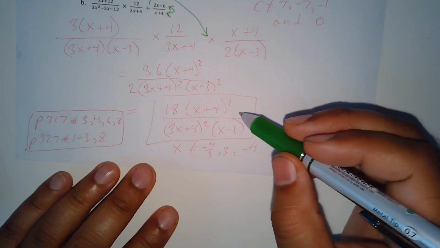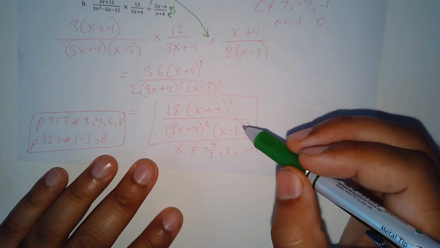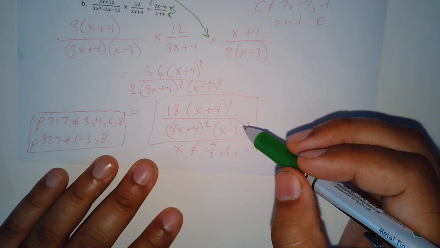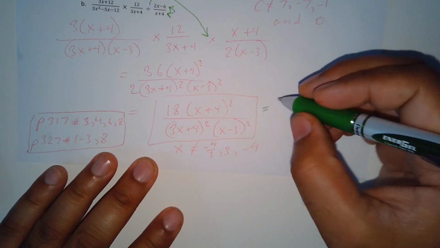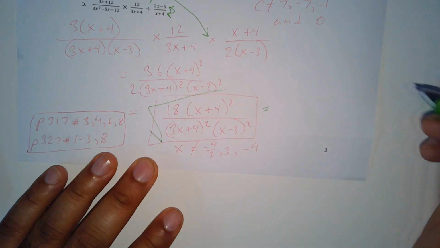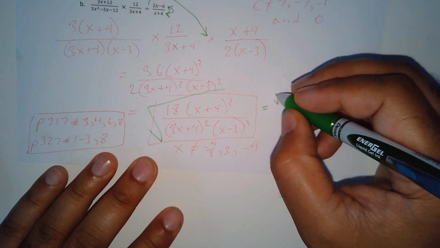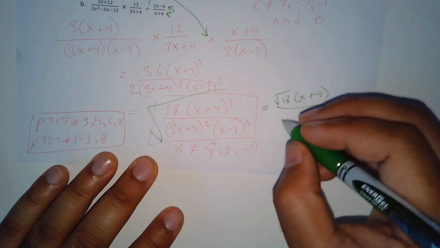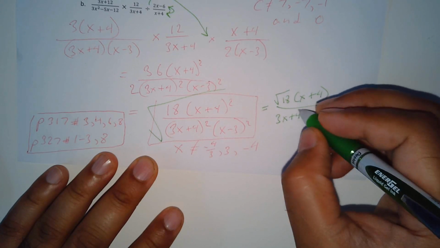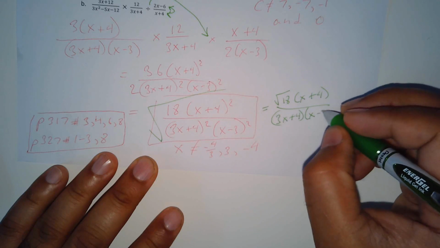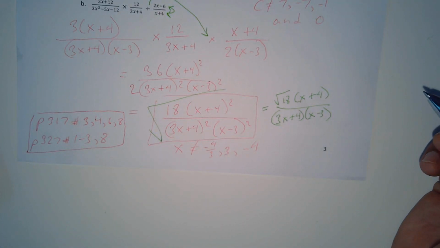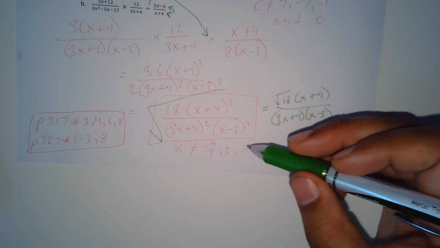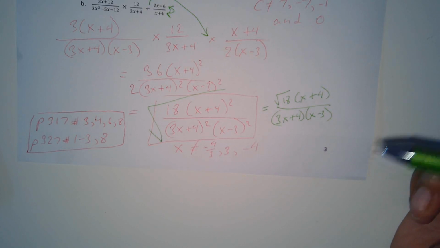Or if you want, you can square root the whole thing. And then this is just going to be equal to, if you square root the whole thing, root 18 over x plus 4, 3x plus 4, and x minus 3. Okay, so that's equivalent. And then again, here are your restrictions.